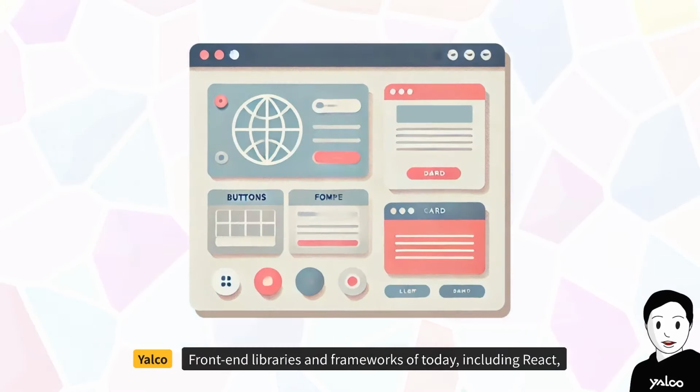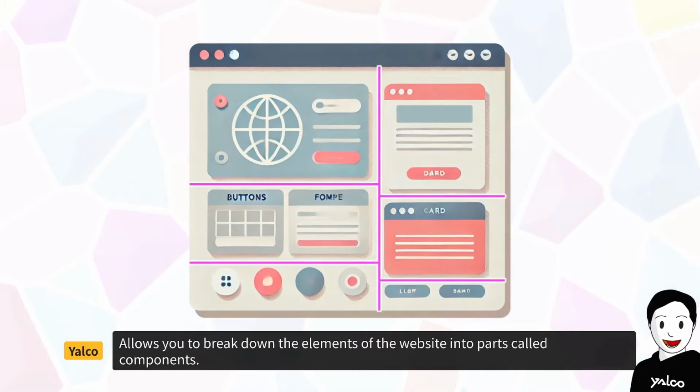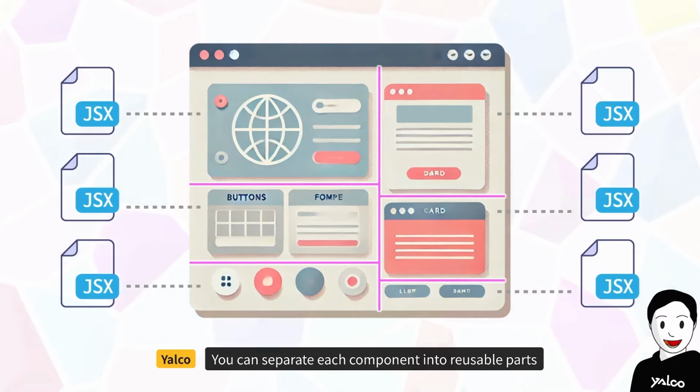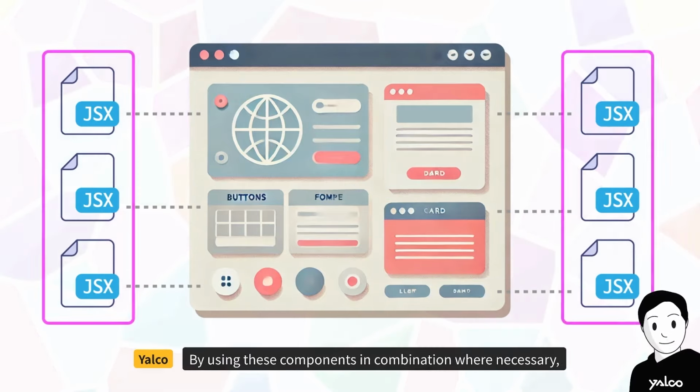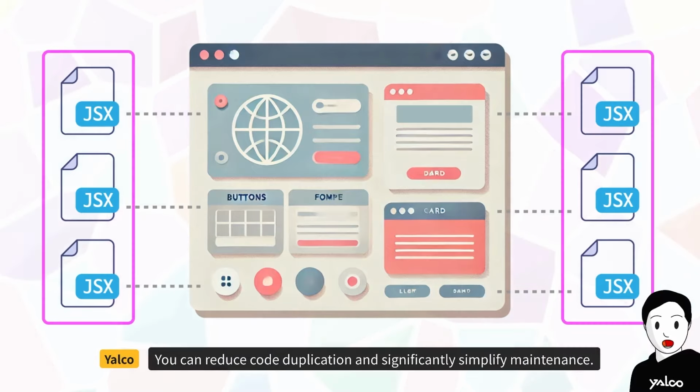Front-end libraries and frameworks of today, including React, allow you to break down the elements of the website into parts called components. You can separate each component into reusable parts and distribute them into different files. By using these components in combination where necessary, you can reduce code duplication and significantly simplify maintenance.